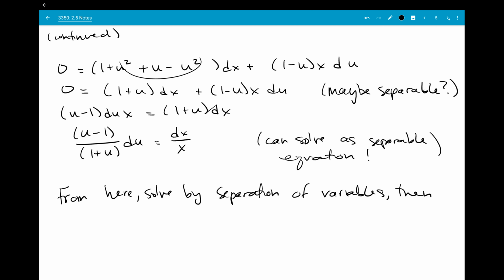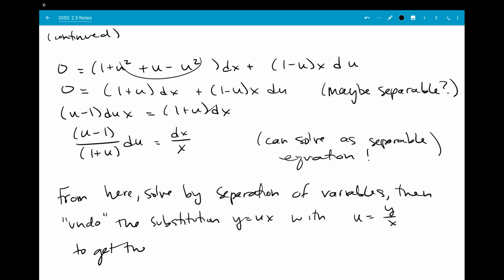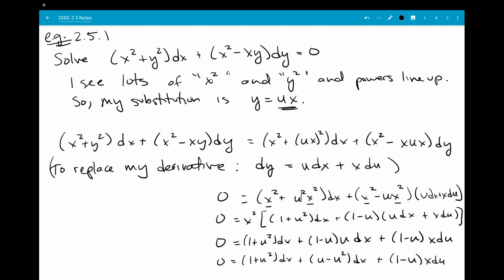Then undo the substitution. So our substitution was y equals ux, so we would use u is equal to y over x to get the solution, y equal to whatever it is. So that's our first example of using substitution to help us solve a differential equation. The next example, we'll do one that's a little bit neater to solve so that you can see the whole thing through. But this is going to go kind of slow just so you can see the general derivative approach here.